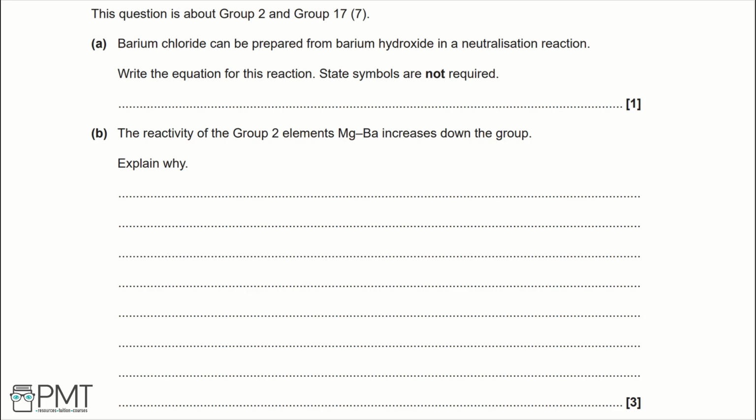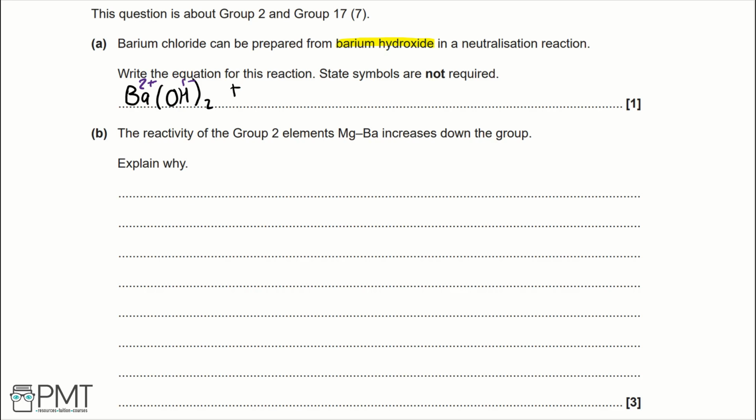When writing any equation, we need to start by writing our reactants. So we have barium hydroxide as one of our reactants, and this is a strong base. So barium hydroxide is Ba(OH)2. The 2 because barium has a 2+ charge and the OH ion has a 1- charge, so you need 2 to balance the charges.